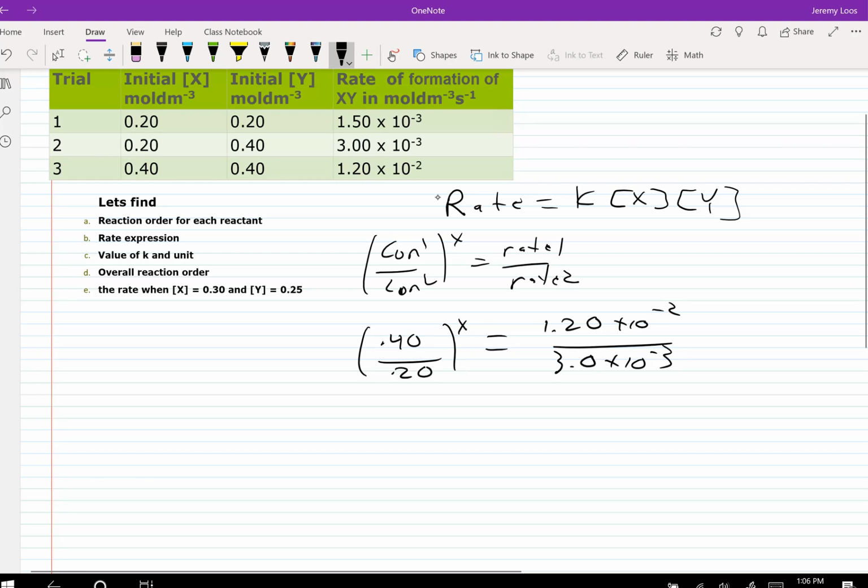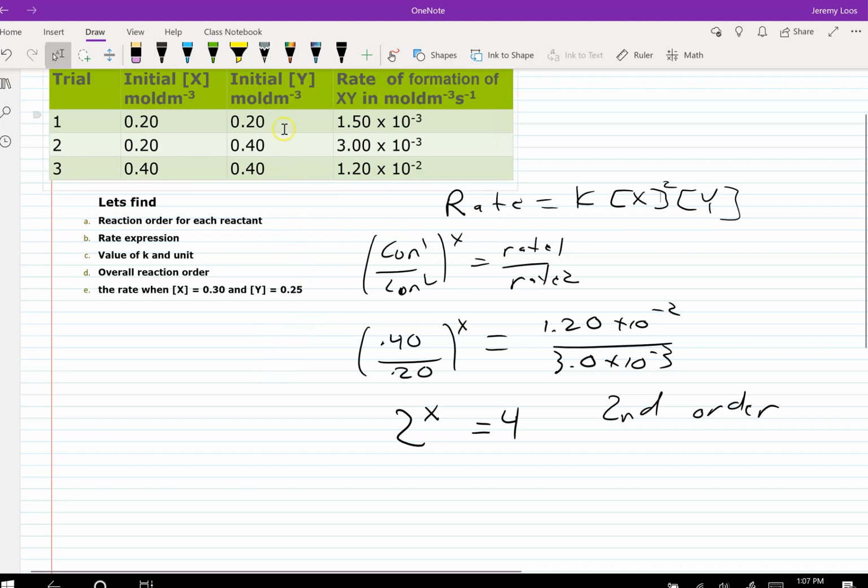Now, if we do the math here, that is 2 to the x equals 4 when I divide those two out. And just thinking about it, rather than doing any log rules to solve this, 2 to the x power equals 4. Well, that would be to the second power. So x is 2, and that means x is second order, and that means when I do my rate expression, I should put a 2 in there like that. So basically, by whatever factor I change the concentration of x, that gets squared, and that's what happens to the rate. So in other words, I double x, I quadruple the rate.